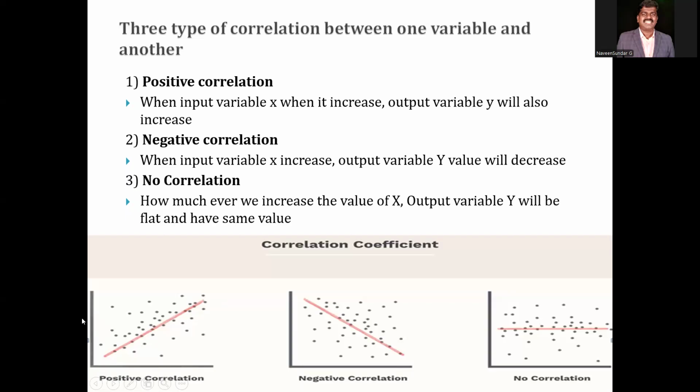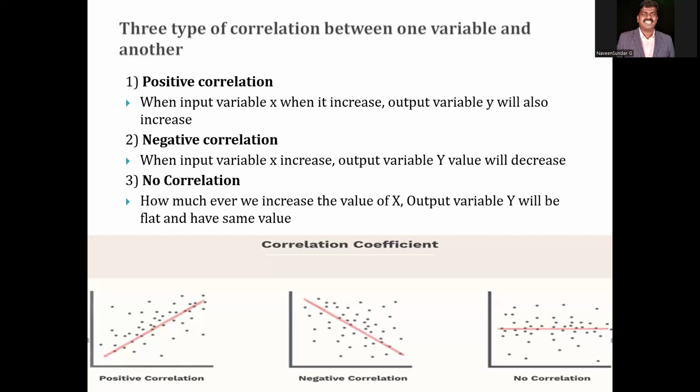When we plot between the x-axis and the y-axis and both increase, the correlation we can say is a positive correlation. As I told you, this is the case where there is no correlation at all. Along the y-axis it is increasing, but along the x-axis the value remains the same. Got my point? Such a thing we can call no correlation.